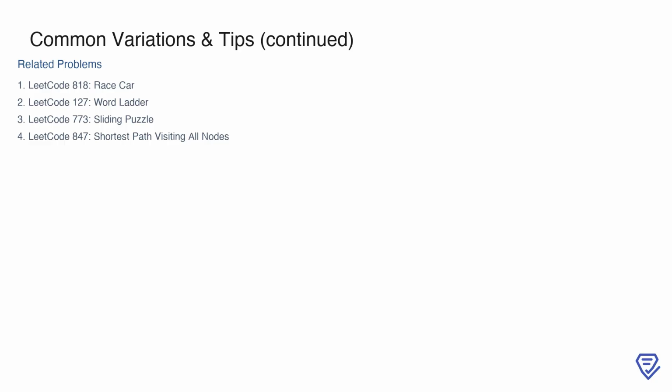The racecar problem also shares similarities with several other LeetCode problems that involve state space exploration and shortest paths. For example, LeetCode 127, Word Ladder, is another shortest path problem, but it focuses on word transformations rather than car movements. LeetCode 773, Sliding Puzzle, involves rearranging tiles to reach a target configuration, which also requires careful state management. Similarly, LeetCode 847, Shortest Path Visiting All Nodes, involves visiting every node in a graph while minimizing the path length. These problems all challenge you to design efficient search strategies and manage states effectively, making them great practice for improving your problem-solving skills in this area.